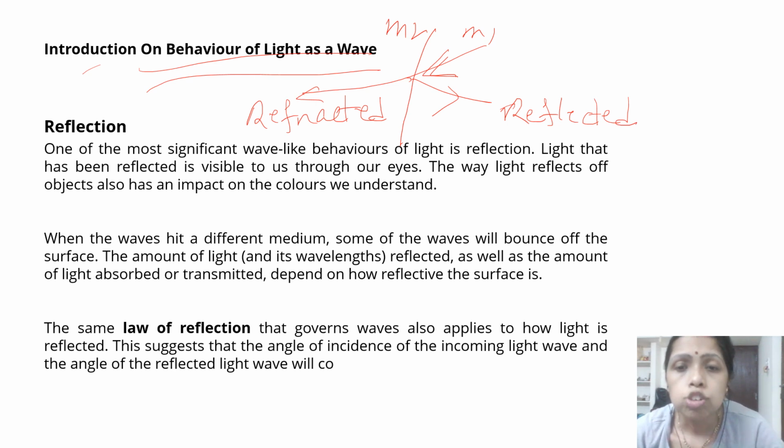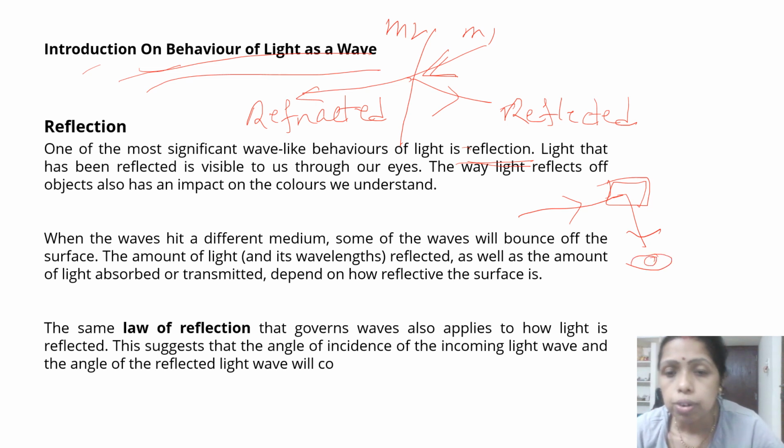So normally light has a behavior in which it can be reflected when it hits an interface. If visible light falls on an interface, it will be reflected back, and if you have an eye, it can be captured by your eye. So, refracted and reflected.